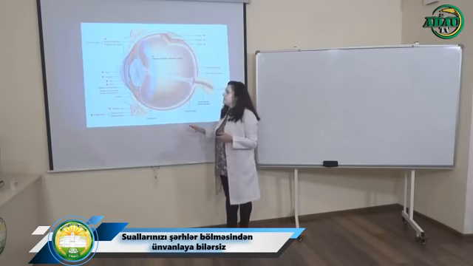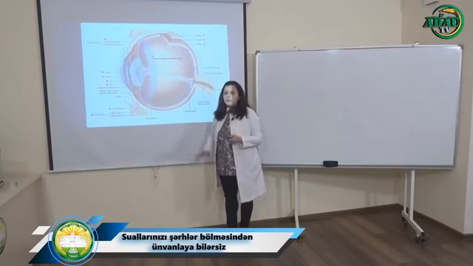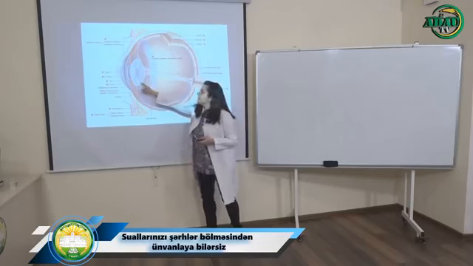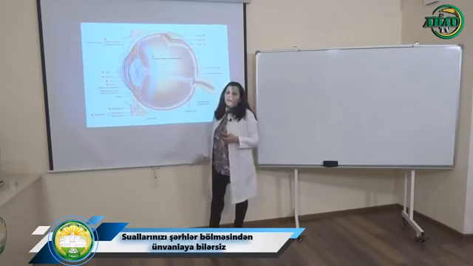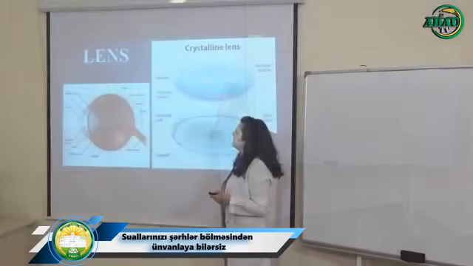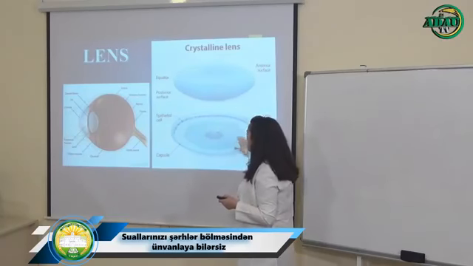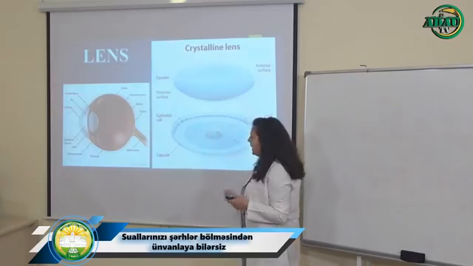Besides these three chambers, there are also organs which compose the nucleus of the eyeball. These organs are the lens and vitreous body. What about the lens? So here you can see the lens. You can see the shape of the lens independently, separately from the eyeball.